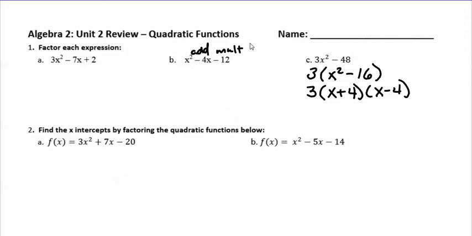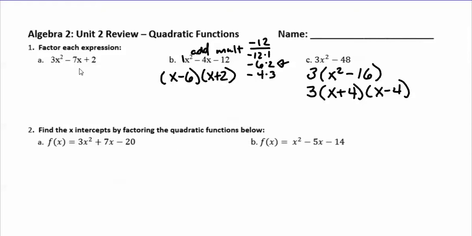So I like to start making a list of numbers that multiply to negative 12, like negative 12 times 1, or negative 6 times 2, or negative 4 times 3. And I look for the pair of numbers that, if I added them instead of multiplying them, I would get negative 4. And that pair of numbers is this one right here, negative 6 and 2. So I found my numbers, and because my lead coefficient is 1, I can write them right in my factors. x minus 6, x plus 2.